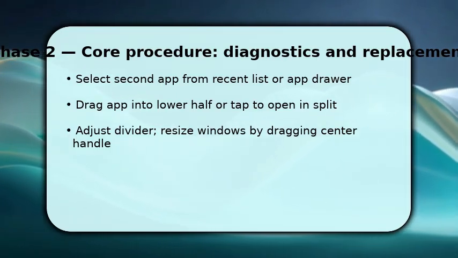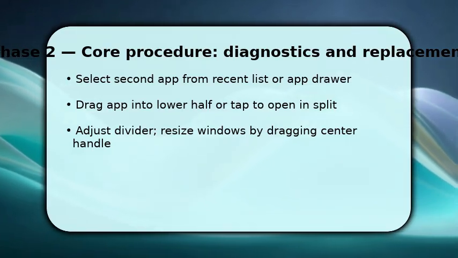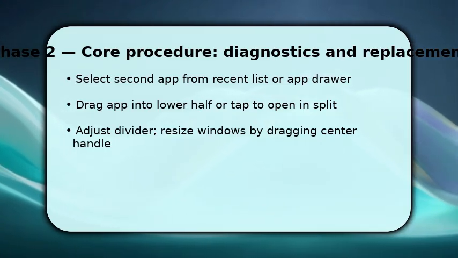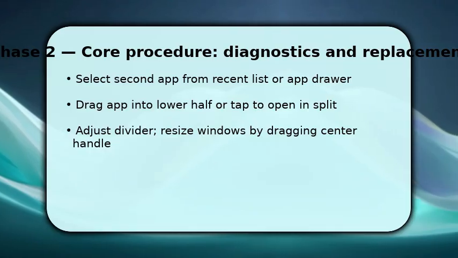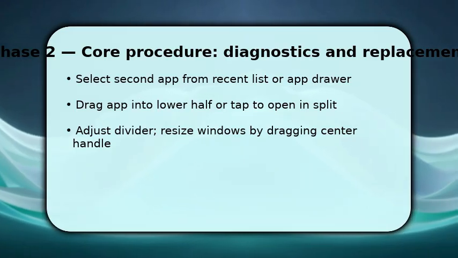Once both apps are visible, adjust the split by dragging the center divider. Make one app larger if needed. If an app refuses to split, reopen it or pick a different compatible app, because some full-screen apps block multi-window by design. Finish by using both apps.